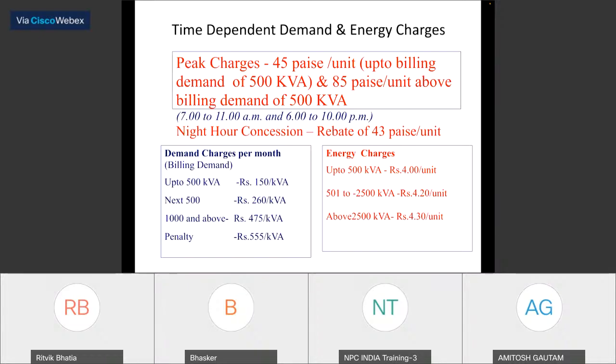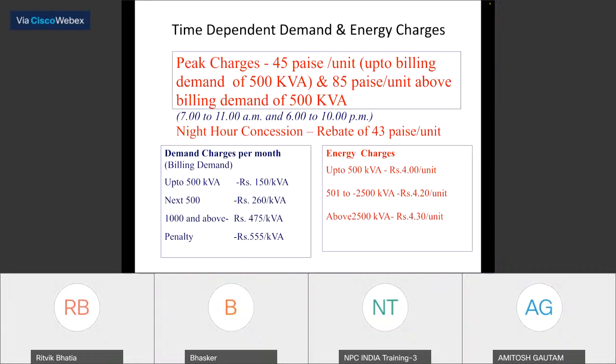The demand charges are also very high, up to 500 kVA it is 150 per kVA. Next 500 kVA is 260 kVA, or 100 kVA and above it is 475 kVA. And the penalty, if you just see, it is 555 rupees per kVA, which is a very high penalty, which I have also seen many times, that if they are crossing the contract demand for any reason, very heavy charges for this penalty have to be paid. And if you are crossing the demand more than 3 times, then you have to go for the increase in the contract demand.